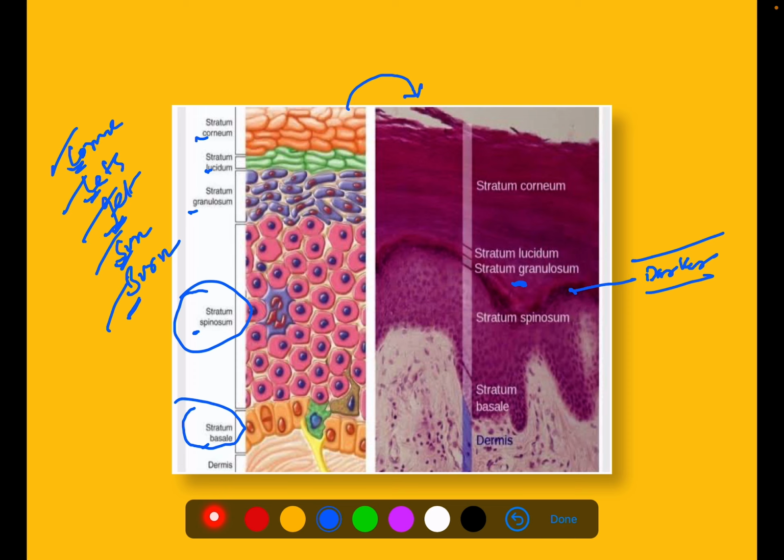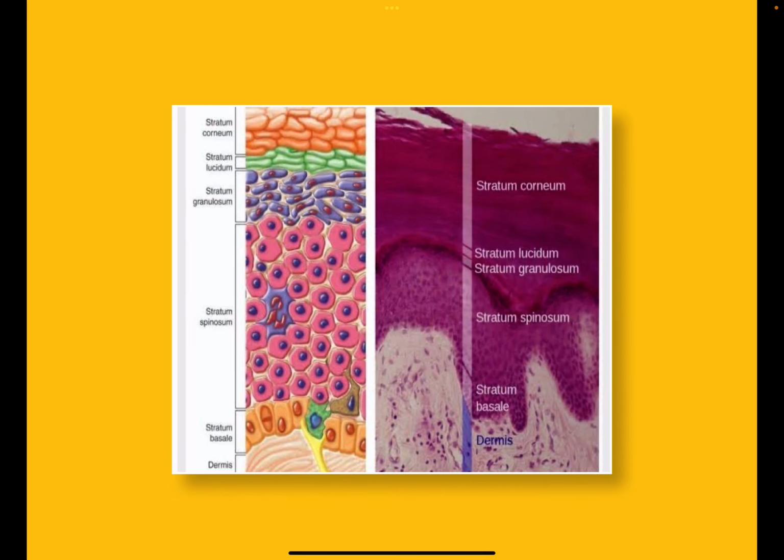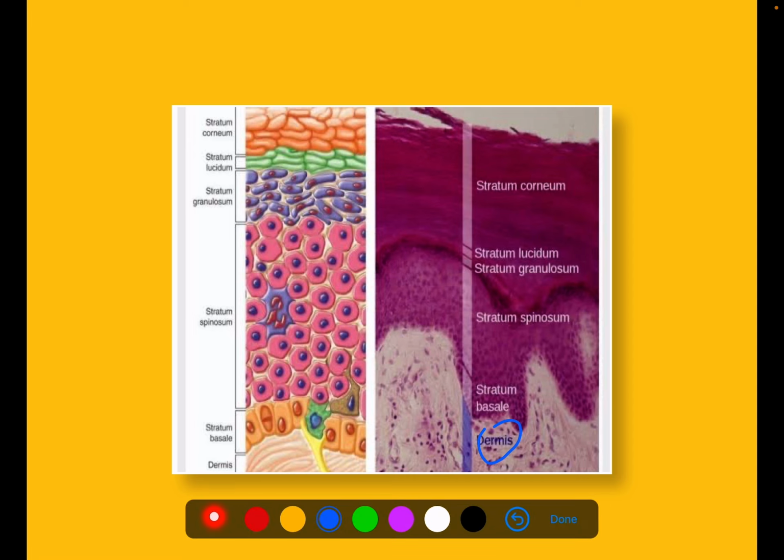What we have above G, we have L. So the lucidum layer is just above the darker granular layer. Below it we have the spinosum layer, S, the thickest layer. This is roughly the lucidum layer like this. Then we have the corneum layer. Then we have the dermis, and above the dermis we have the stratum basale. In the basale you can see there are many cells, but in the spinosum layer the cells are less in number. This is how to identify them.